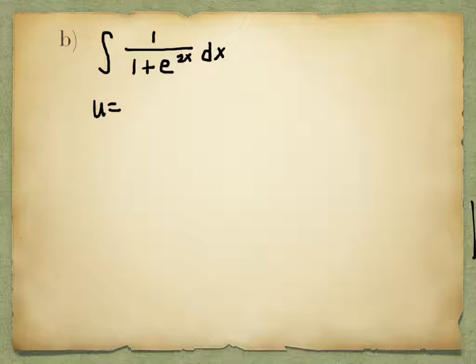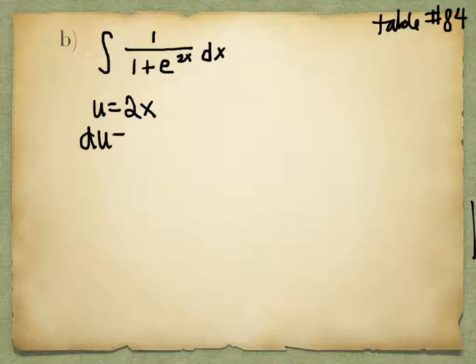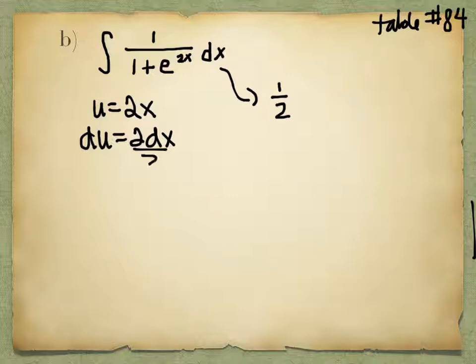This is the table, in the table we're at number 84. What would your u be? 2x, which actually means that in order to do this problem, you're going to have a du, which is 2 dx. So I'm going to actually take this problem and do it with the u-substitution like we would have seen before. This is the 1/2 out in front, right? Times the integral of 1 over 1 plus e to the u.